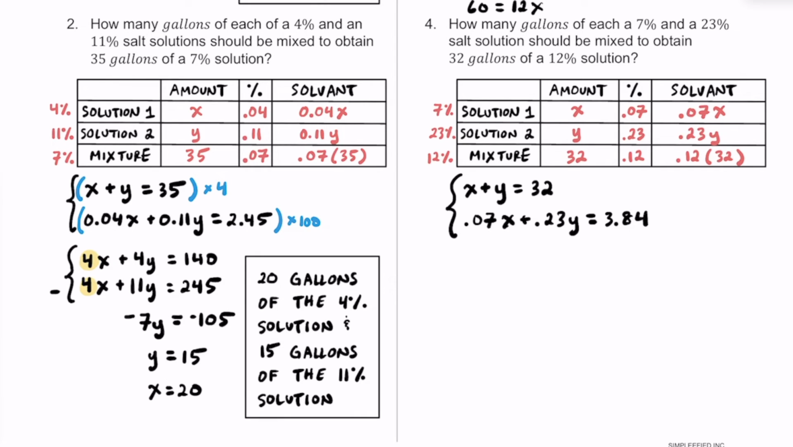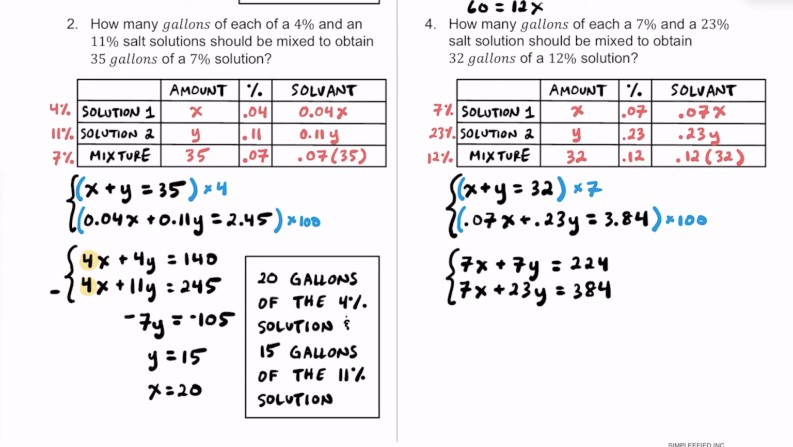Now, just like earlier, my preference is to solve this by elimination. So I'm going to go ahead and clear the decimals for the second one and multiply everything by 100. If we do that, this bottom equation is going to be 7x plus 23y, and that's going to be equal to 384. And then for that top equation, I think I'm going to eliminate the x's just because we can multiply by a smaller number. So I'm going to multiply by 7. So we're going to get 7x plus 7y. That's going to be equal to 224. All right, so this right here can be our system. That's going to be a little bit easier to solve.